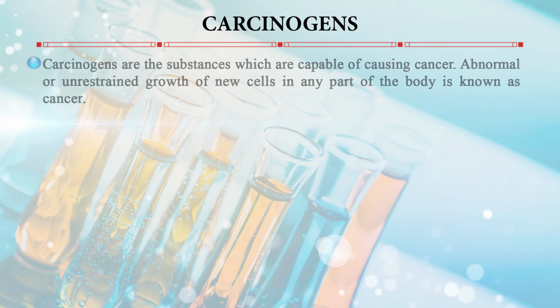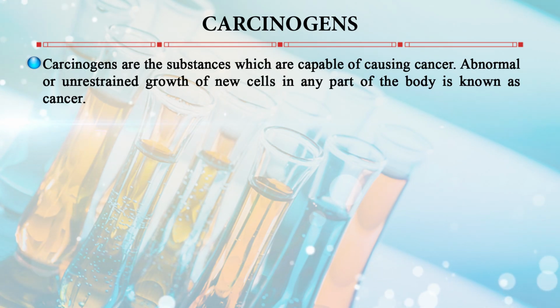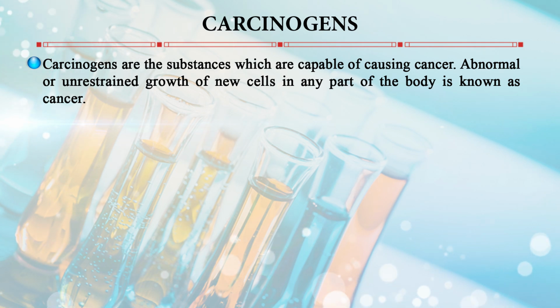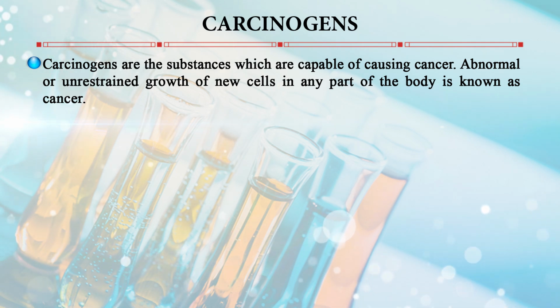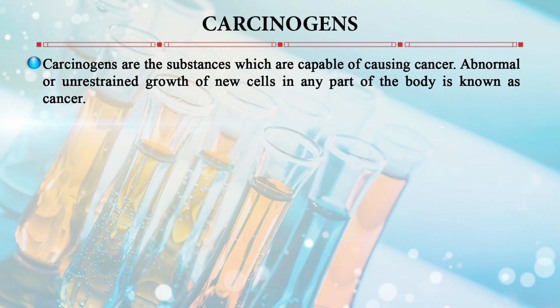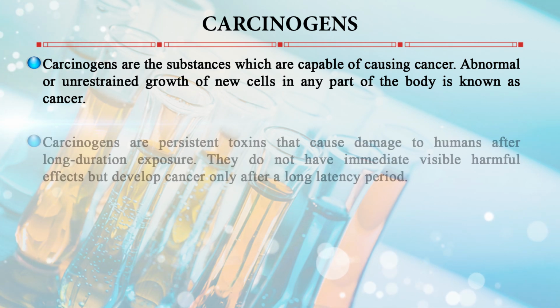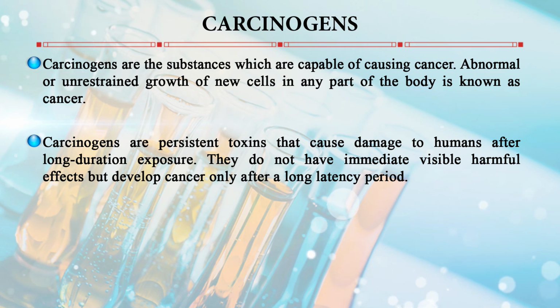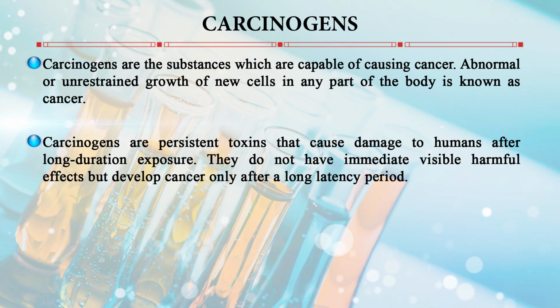Now we have to see the types of toxins. Toxins are divided into many categories, but a few important categories I would like to discuss here. The first one is carcinogens. Carcinogens are substances capable of causing cancer. Abnormal or unrestrained growth of new cells in any part of the body is known as cancer. These carcinogens are persistent toxins that may cause damage to humans after a long duration of exposure.